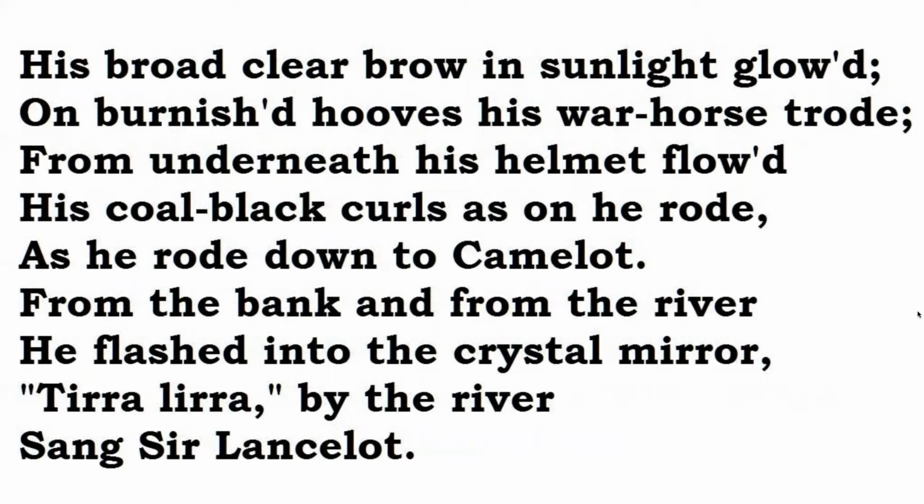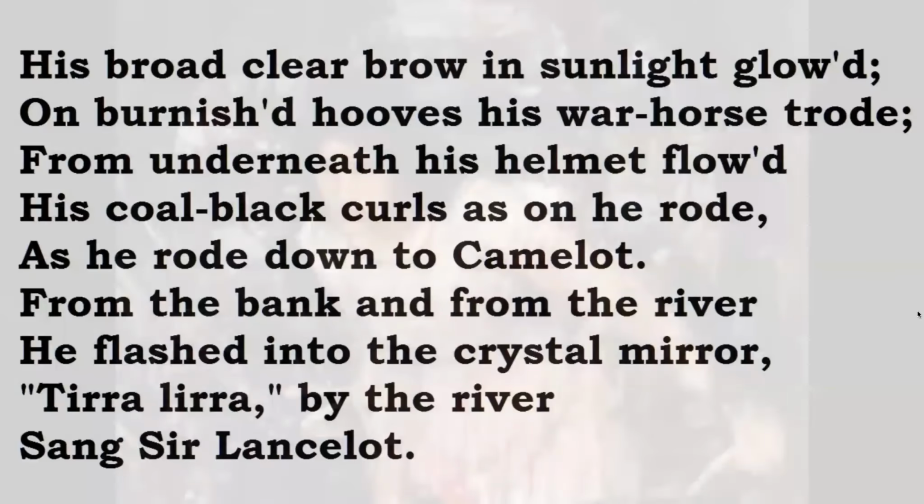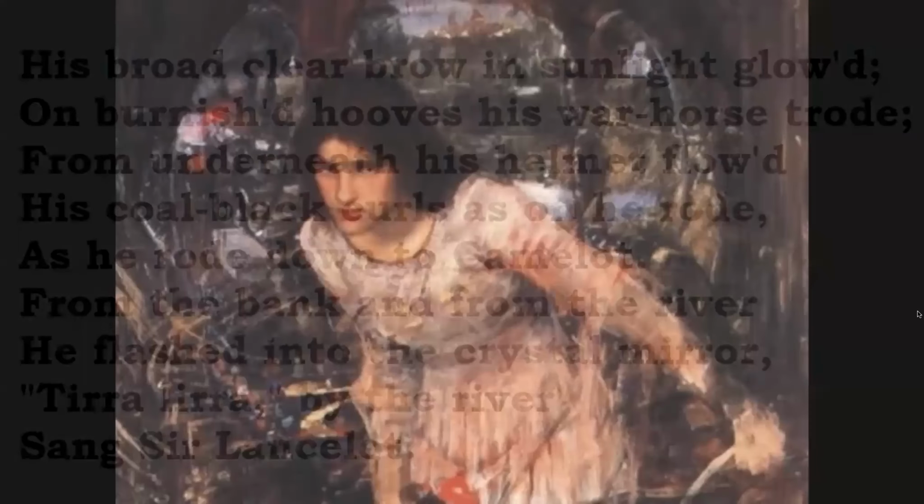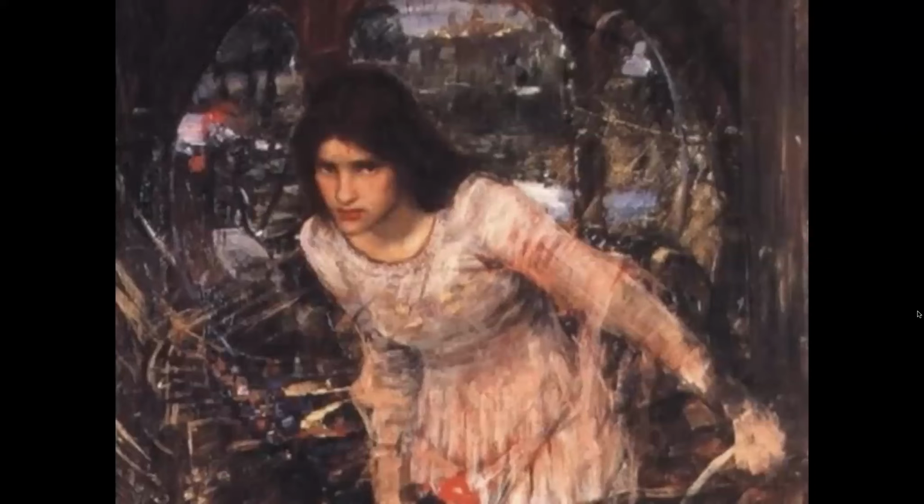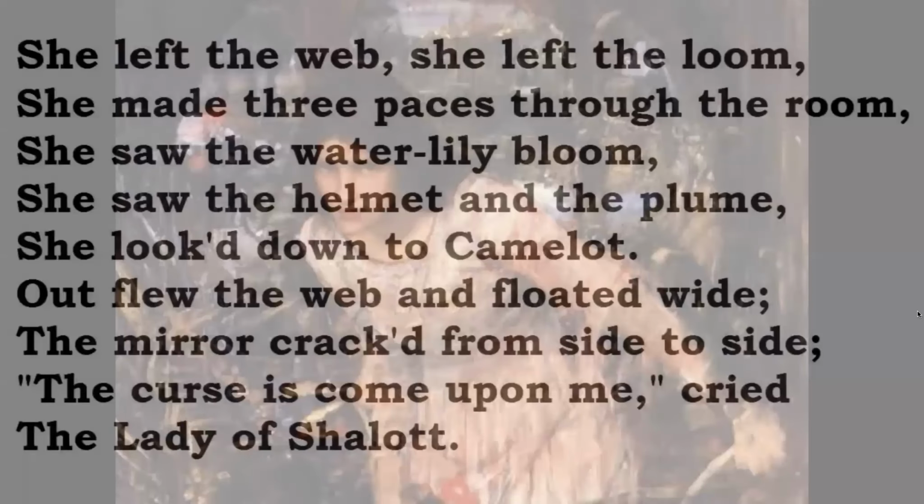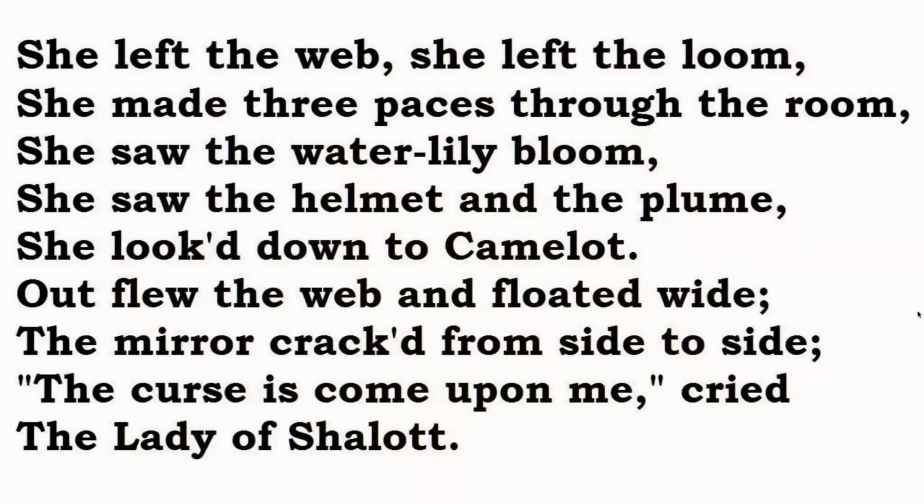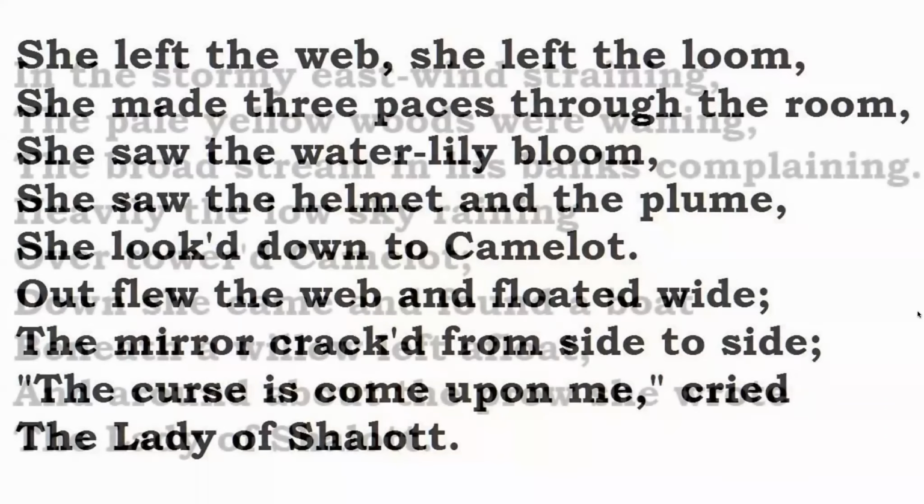From the bank and from the river he flashed into the crystal mirror. Tirra lirra by the river sang Sir Lancelot. She left the web, she left the loom. She made three paces through the room. She saw the water lily bloom. She saw the helmet and the plume as she looked down to Camelot. Out flew the web and floated wide. The mirror cracked from side to side. "The curse is come upon me," cried the Lady of Shalott.